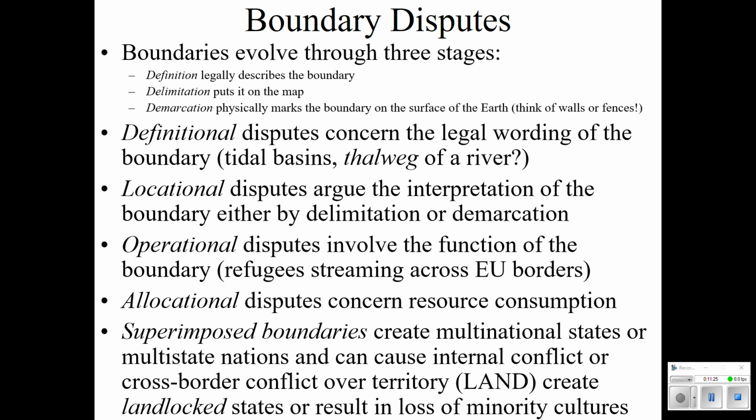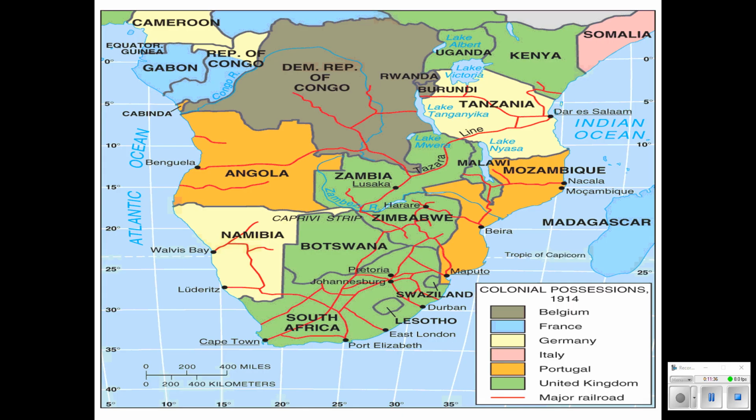Sometimes minority cultures can be wiped out because they get put into a state where they are not the majority. Their language suffers, their identity suffers because they become assimilated into the larger group.